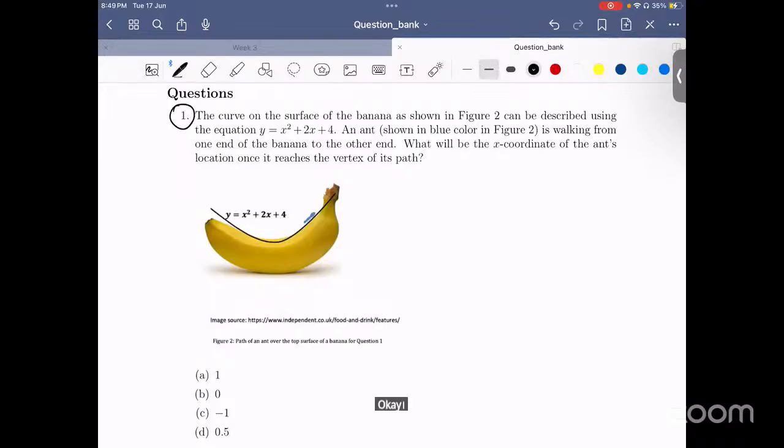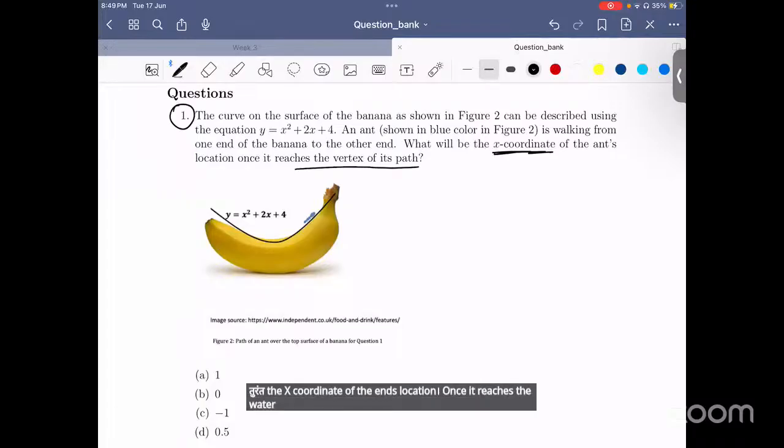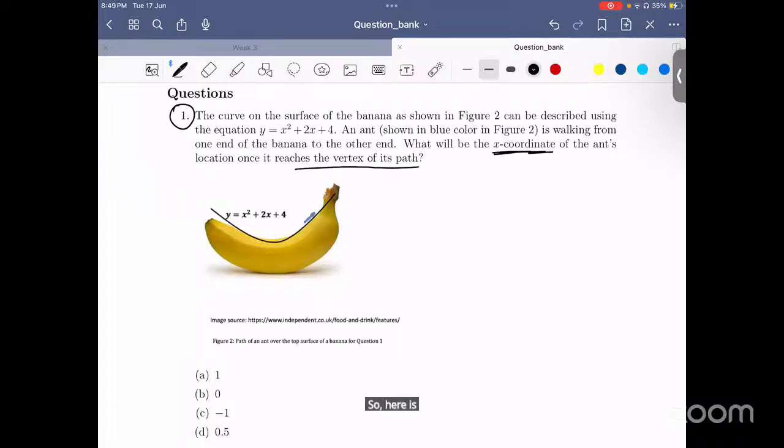Okay. Has everybody tried this question? Which one is the answer? Option C. Do I need to solve this, or did everybody get the answer? It is just asking the x coordinate of the ant's location once it reaches the vertex of its path. So here you just have to calculate the vertex.